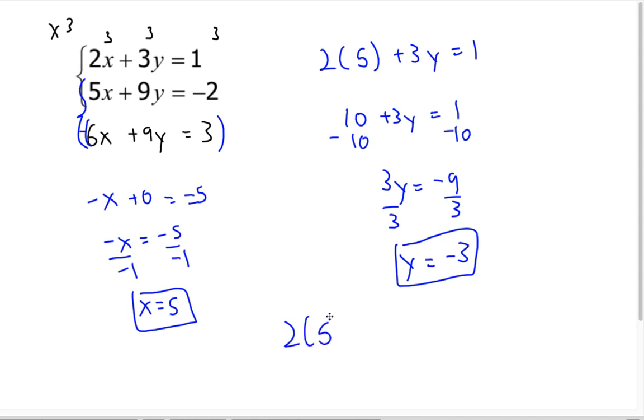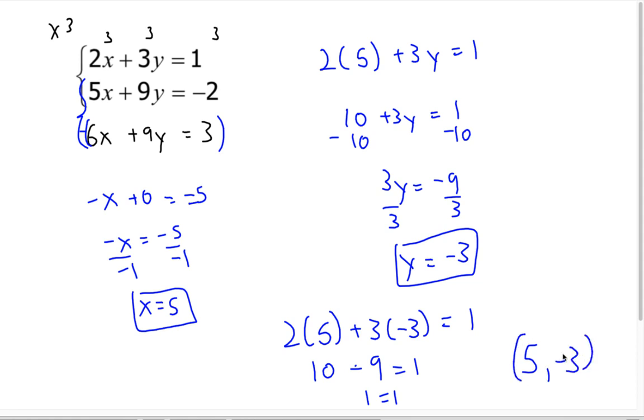2 times 5 plus 3 times our y value of negative 3 equals 1. 2 times 5 is 10. Minus 9, because 3 times negative 3 is going to be negative 9, equals 1. 1 equals 1. And our equation works, so our answer that we're going to have is 5, negative 3 as an ordered pair.